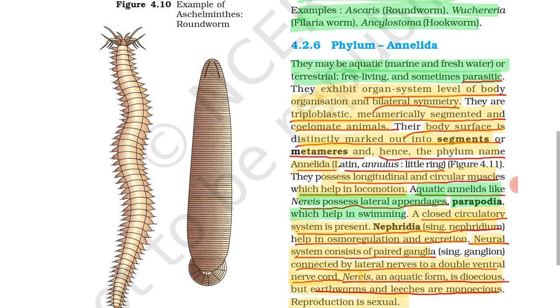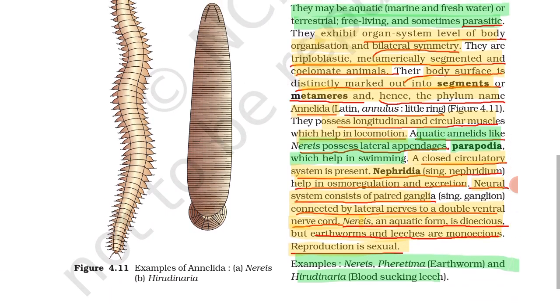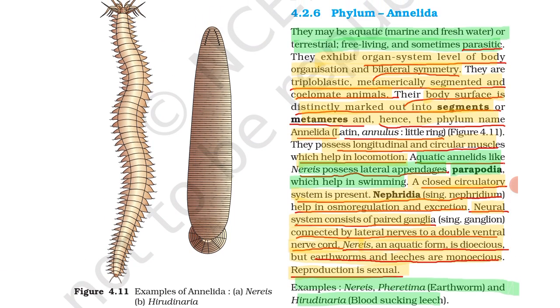See figure 4.11. The examples given are A, Nereis, and B, Hirudinaria, which is also called the blood-sucking leech. See the example of Nereis. See how metameric segmentation is shown, how they have segments on their body. So they are called Annelida because of this metameric segmentation.